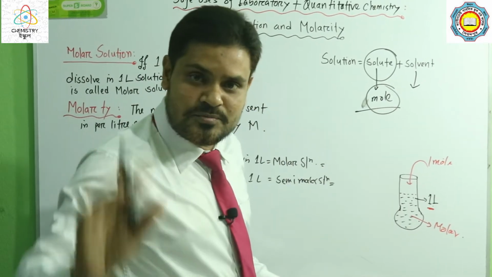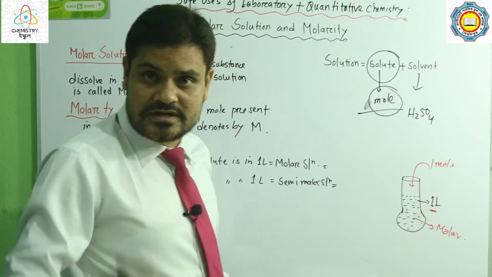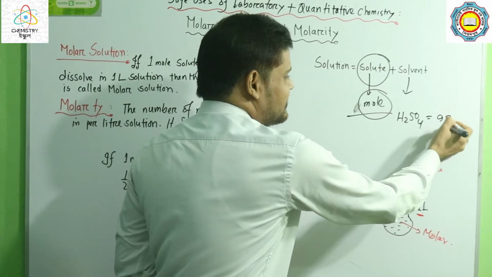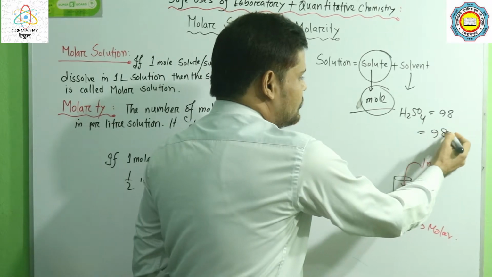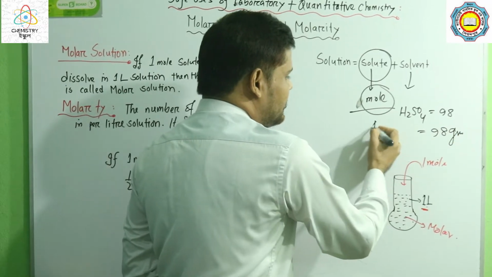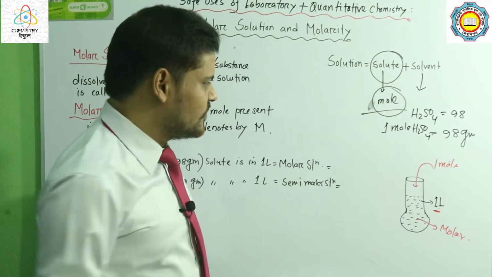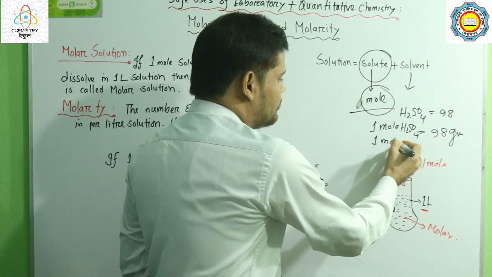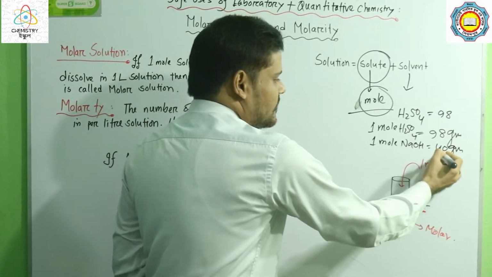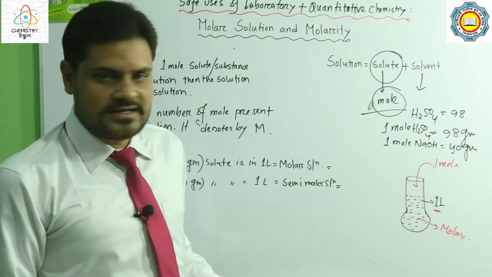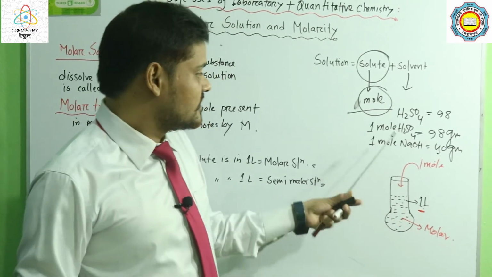Let's take an example. The formula of sulfuric acid is H2SO4. The formula mass is 98. If we express this 98 in gram, I mean if we write 98 gram, then we can write 1 mole of sulfuric acid. Accordingly, 1 mole of sodium hydroxide is 40 gram, because 40 is the molecular mass of sodium hydroxide, and we express this molecular mass in gram. I mean 40 gram is 1 mole of sodium hydroxide.